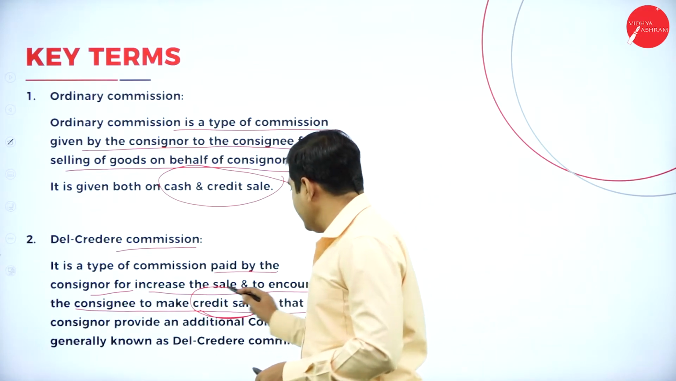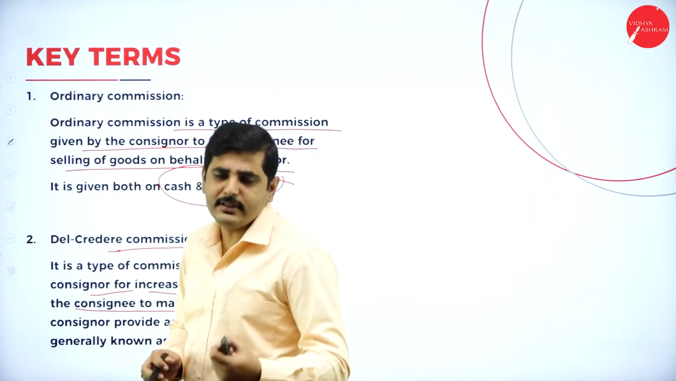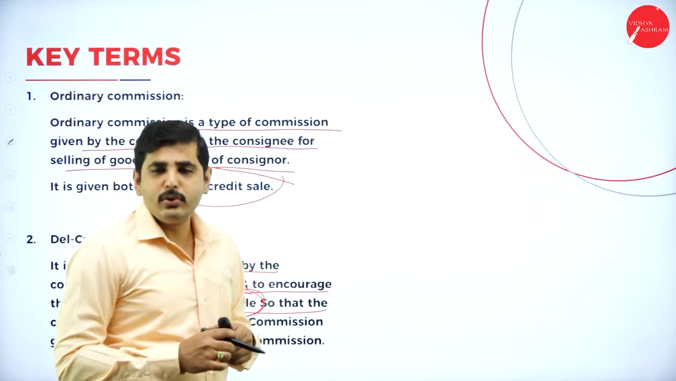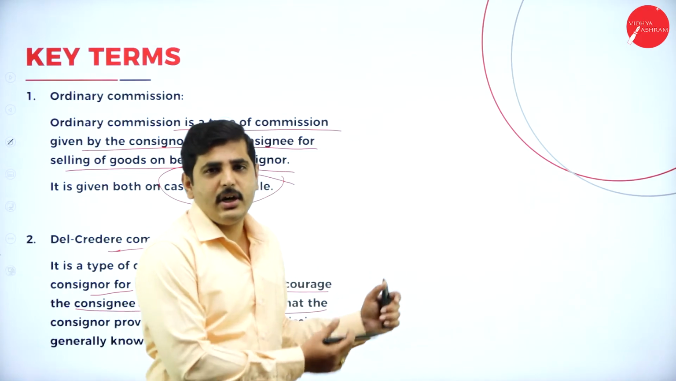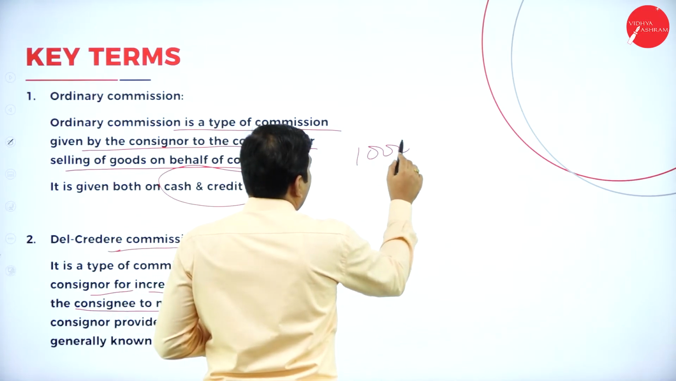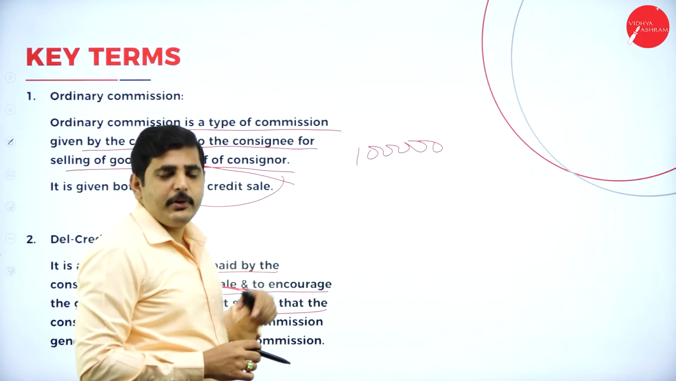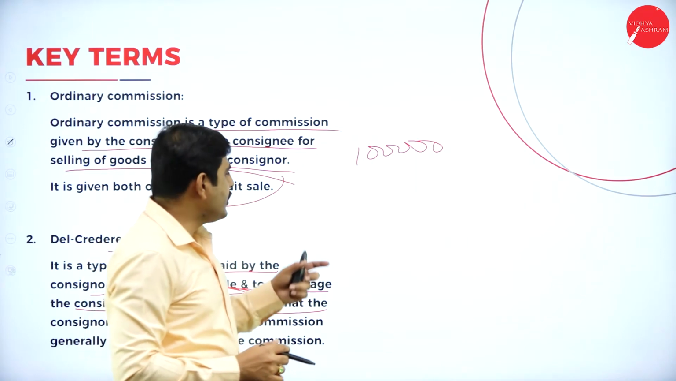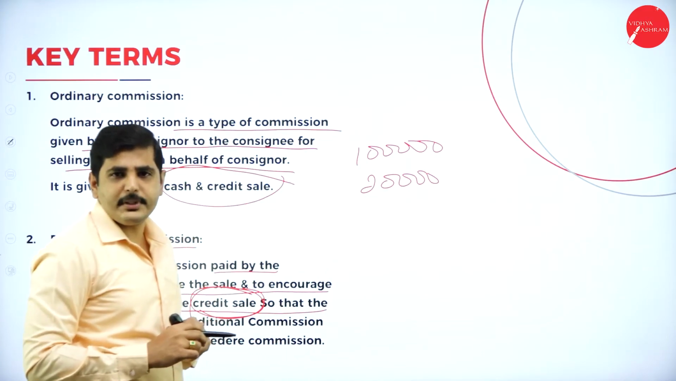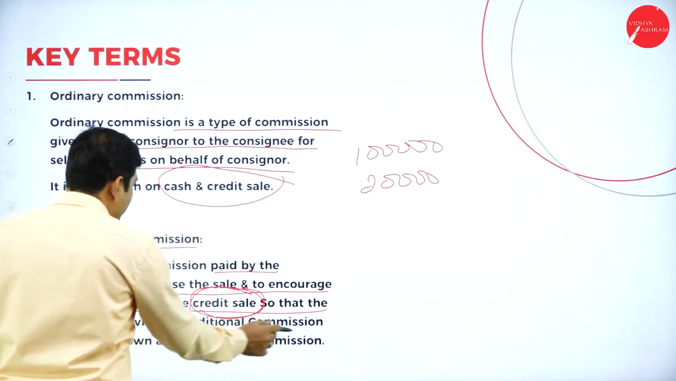Next one: to encourage credit sale, they will give del credere commission. Here the consignee will convince the customer to purchase on credit basis, not on cash basis. Whatever goods are sold on credit basis ensure a minimum rate of interest for the owner and consignee. For example, if you pay on cash basis, it is only 1 lakh rupees. If you opt for credit basis at 20% interest, at the end of the year you will have to pay 20,000 rupees extra. So it gives more extra amount to the consignor. That's why they will pay del credere commission.